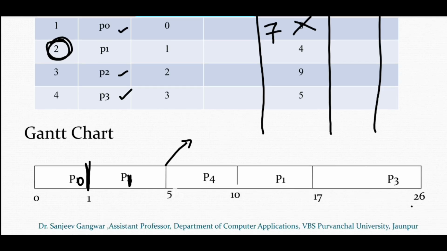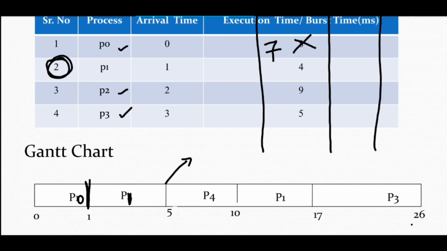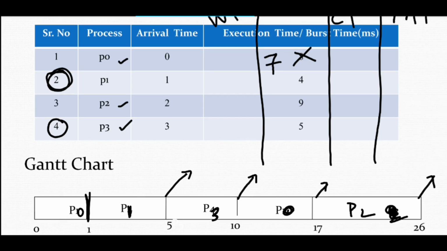So P3 will enter the system. Then after P1 the P3 will enter the system. P3 enters the system for how many seconds? 5 seconds. 5 plus 5, 10, and P3 will be terminated. Then we have two processes, P2 and P0. P0 has execution time 7 and P2 has execution time 9. So P0 definitely goes inside the CPU and executes for another 7 seconds. And P0 terminated. Then our P2 goes inside the system and executes for 9 seconds.